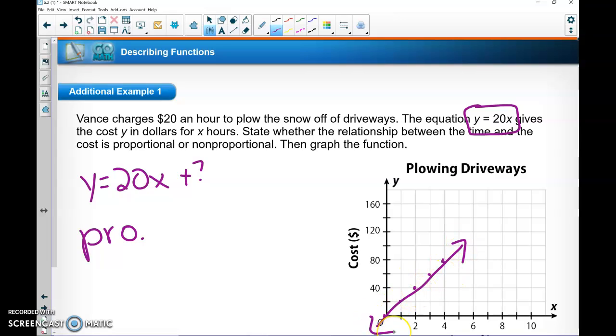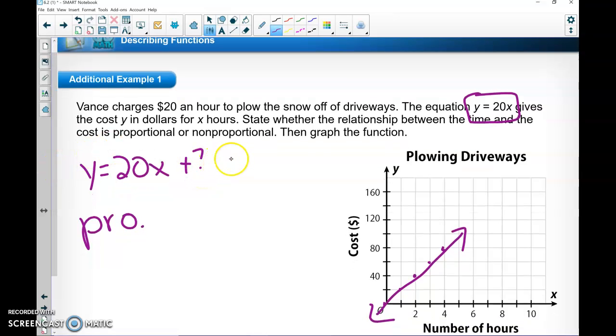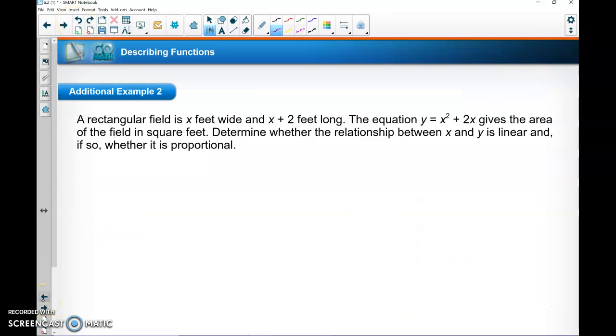So this would be one that would be proportional because there's not a plus anything here, which I'm actually surprised there's not a plus anything there because sometimes they usually charge you for like driving to your house. So they'd be like, oh yeah, I'll plow for $20, but I'm going to charge you $5 to drive to your house. So then there would be like a plus 5 out here or something. So Vance is being pretty nice by not charging you anything for driving to his house.